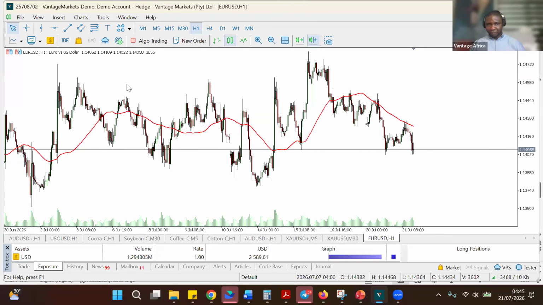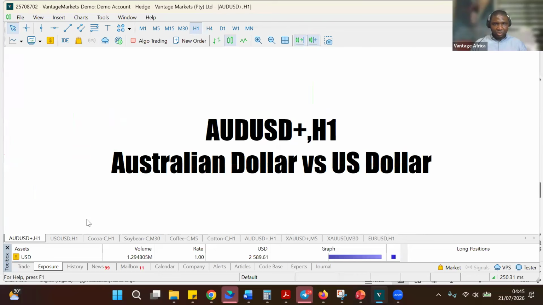Now, this instrument itself does not trend very much. There are instruments that trend very much. Instruments like, let's look at AUD/USD. AUD/USD is one instrument that trends a lot.